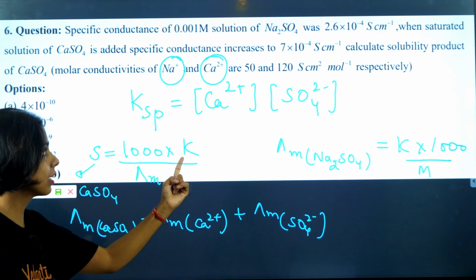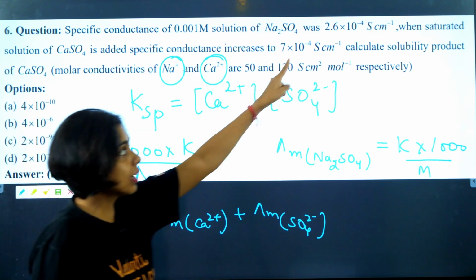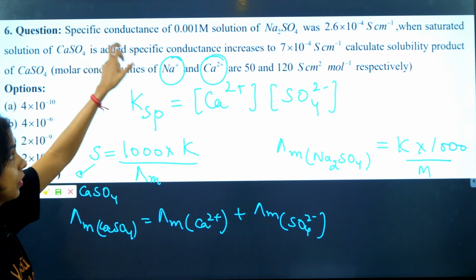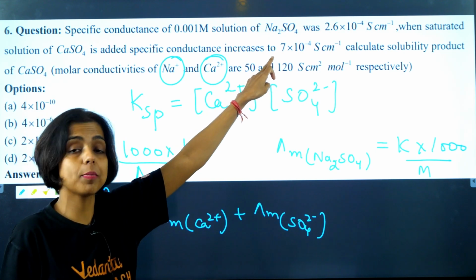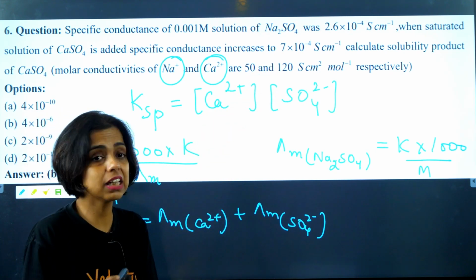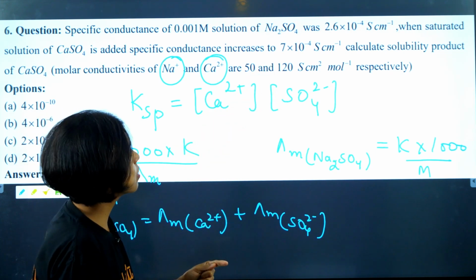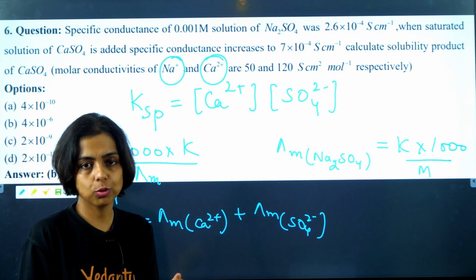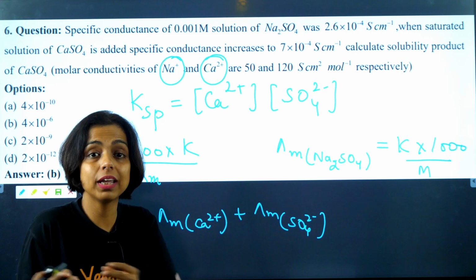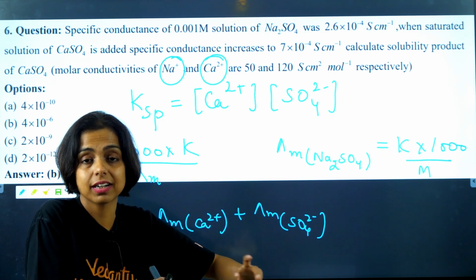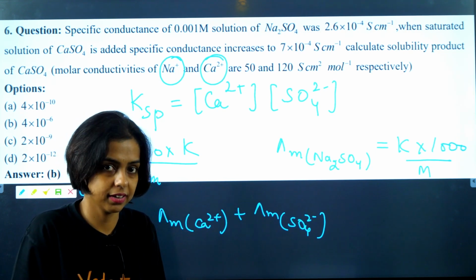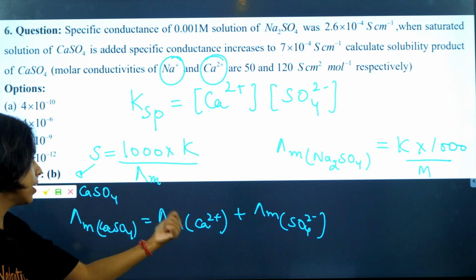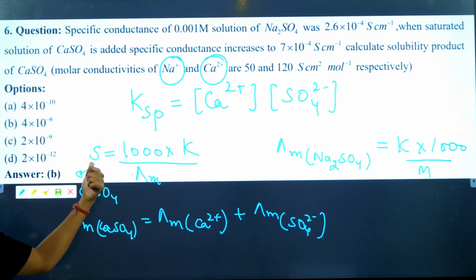Now how about this conductivity? Initially the conductivity was 2.6 into 10 to the power minus 4. When you add calcium sulfate, it increases to 7 into 10 to the power minus 4. How much increase was there? 7 minus 2.6, that is 4.4. That 4.4 into 10 to the power minus 4 increase in conductivity, specific conductance, is because of calcium sulfate. So you got the kappa for calcium sulfate. Put the values, you will get solubility, right?